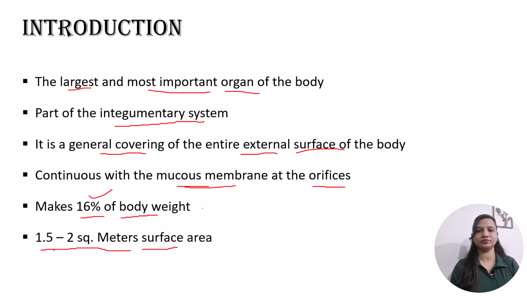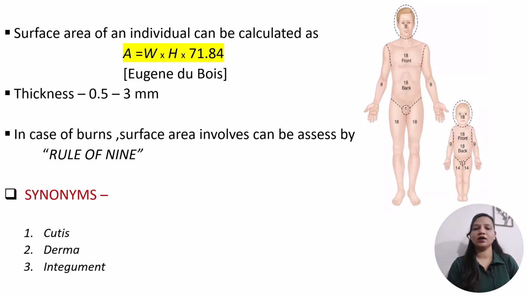Moving on, next is the surface area of an individual. The surface area of an individual is calculated by this formula, which is A equals W multiplied by H multiplied by 71.84. This formula is given by Eugene Du Bois.